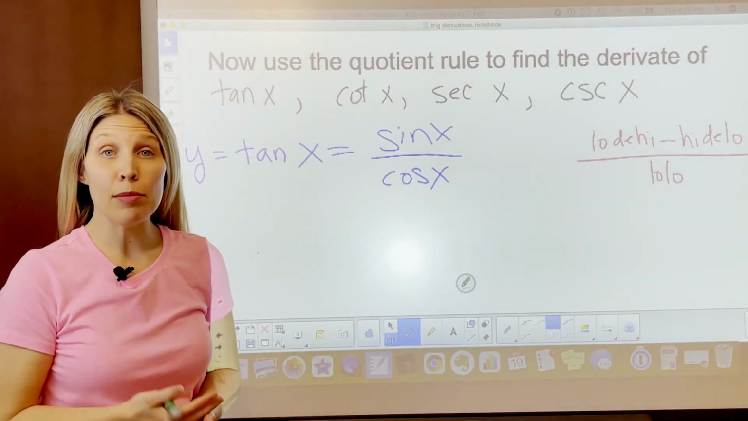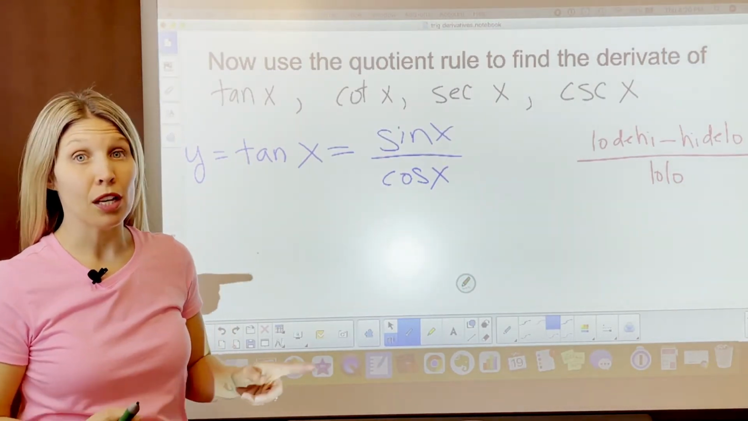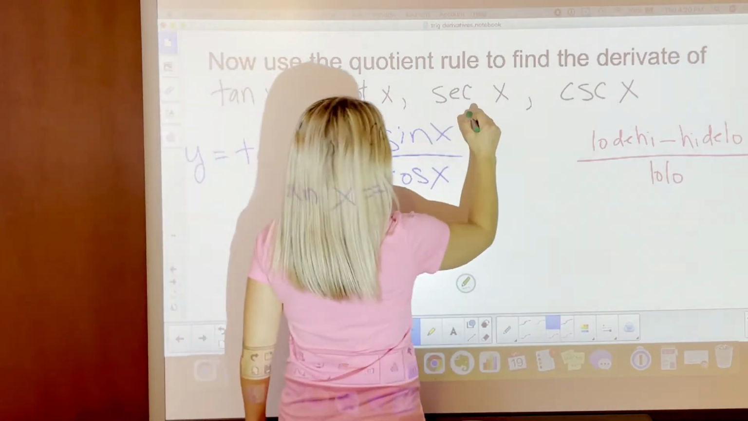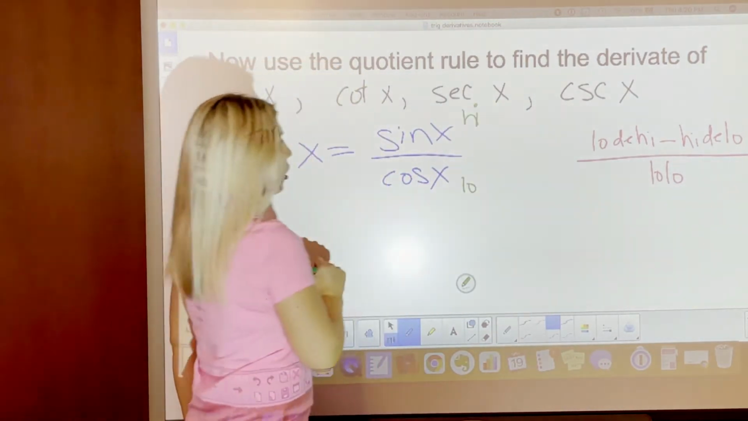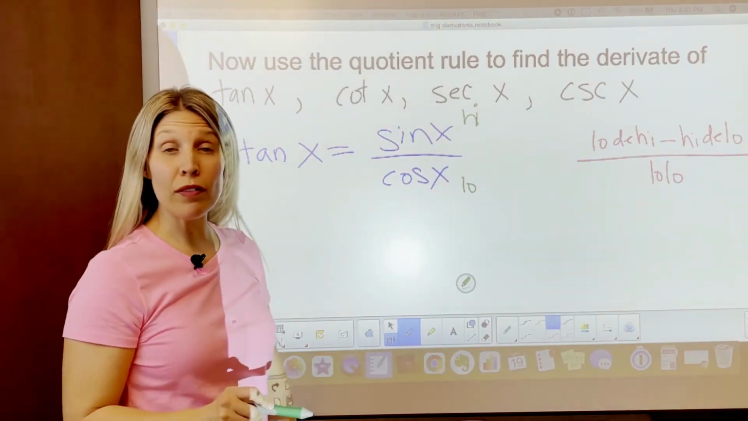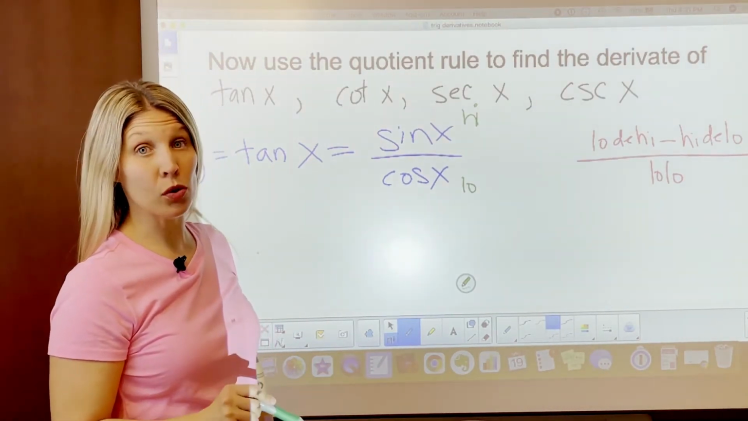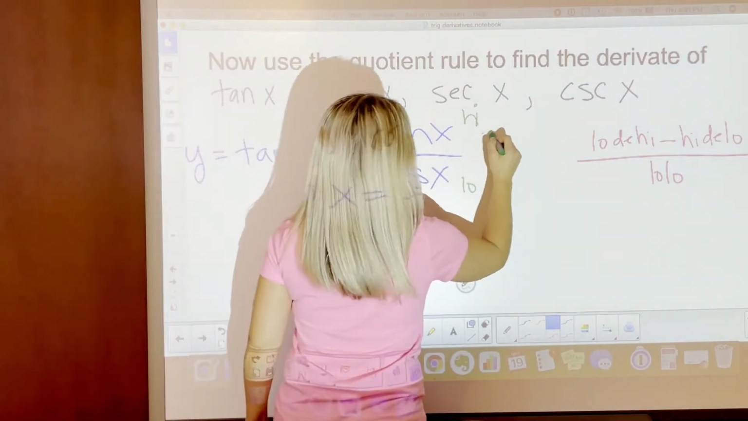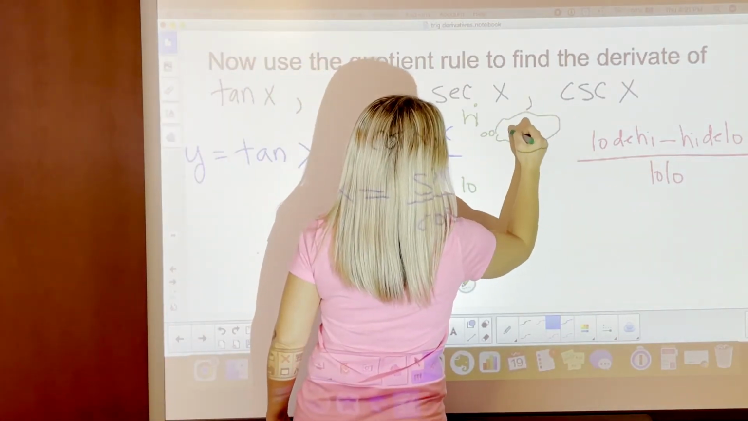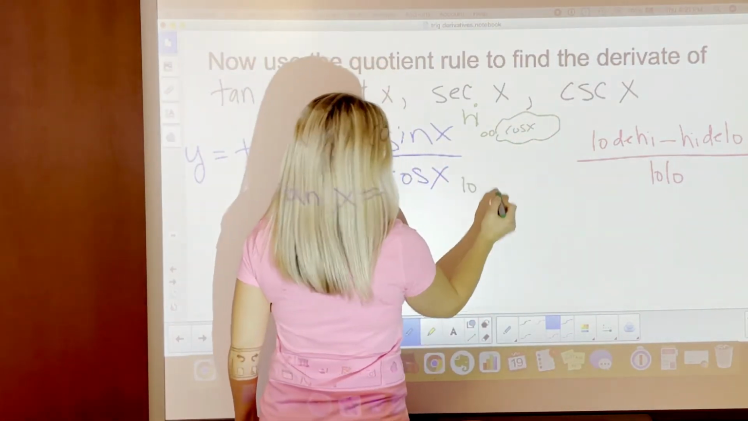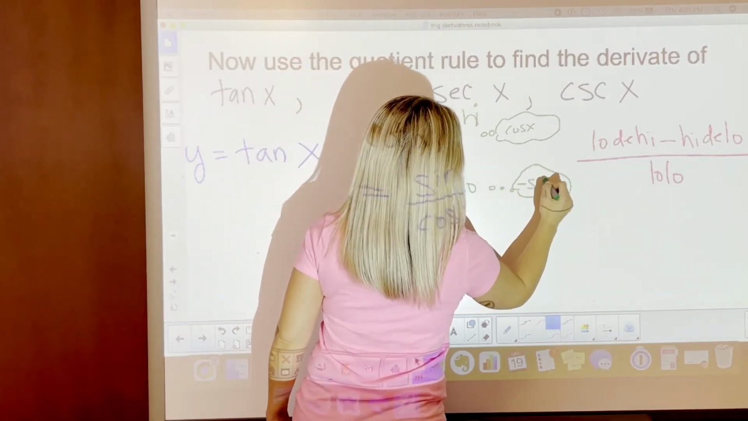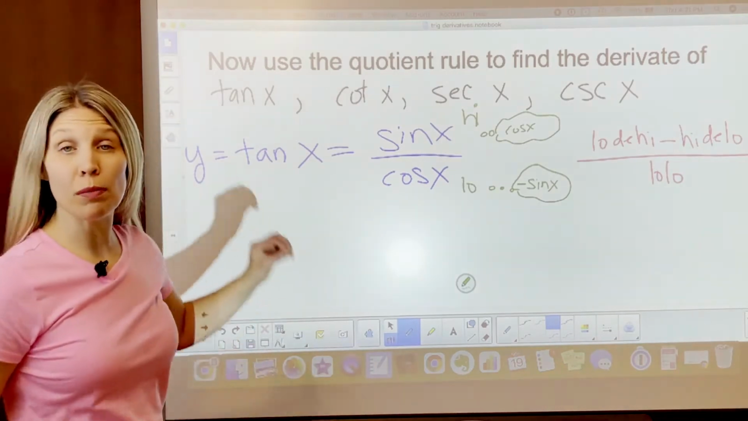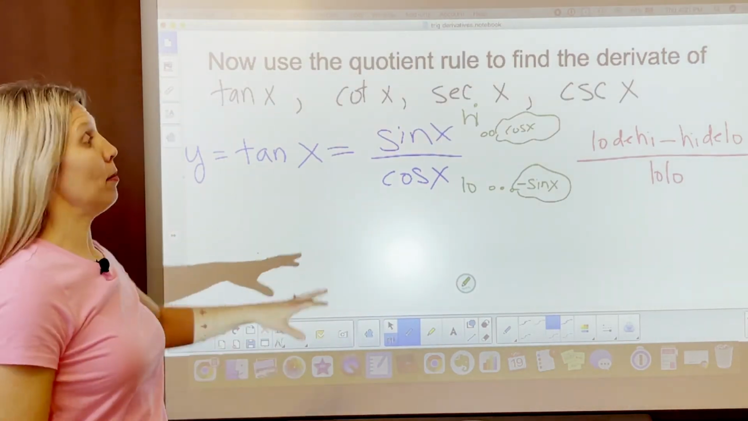So now I need to label my high piece and my low piece to do this. My sine x is going to be my high piece. My low piece is going to be cosine of x. The derivative of my high piece is cosine x. So I'm going to put that in a thought bubble so I remember that its derivative is cosine x. And then the derivative of my low piece is negative sine x.